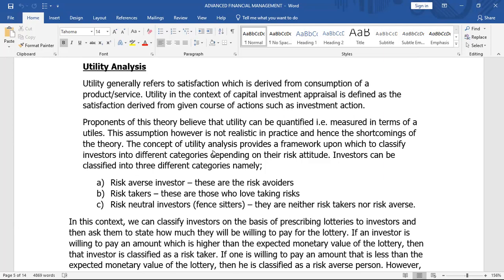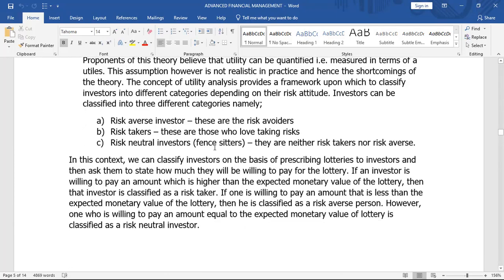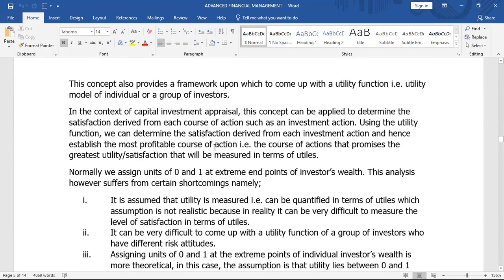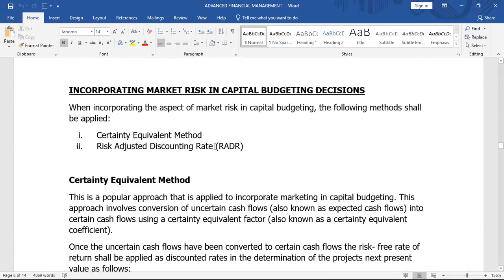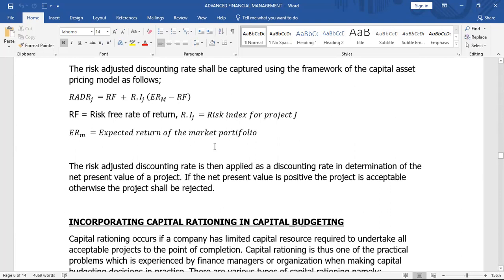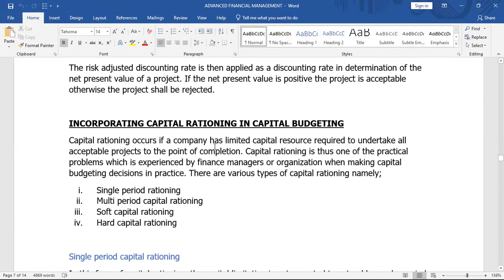The proponents of this theory believe that utility can be quantified. We are saying that it can be measured in terms of utils. This assumption, however, is not realistic in practice, and hence the shortcomings of the theory. So the concept of utility analysis provides a framework upon which to classify investors into different categories depending on their risk attitude. And we have said investors can be classified into three. Those ones I will not engage much, but allow me to look at capital rationing.